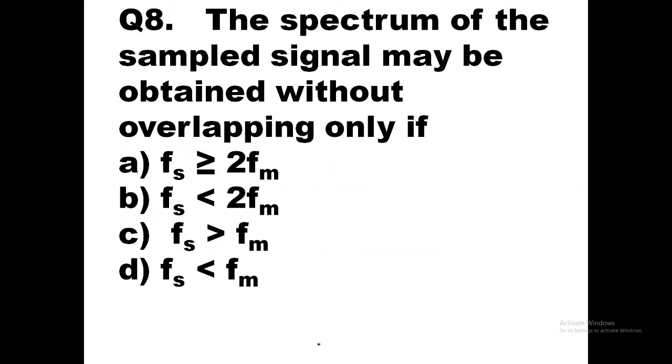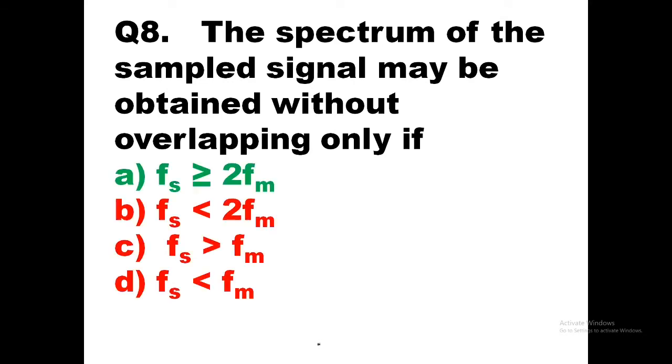Then we'll go to the next question. The spectrum of the sampled signal may be obtained without overlapping. Spectrum means a frequency representation. The spectrum of a sampled signal will be obtained without overlapping only if you follow the sampling theorem, which says that the sampling frequency Fs should be greater than or equal to twice the highest modulating frequency. So option A is correct: Fs is greater than or equal to twice the highest modulating frequency. Clear?